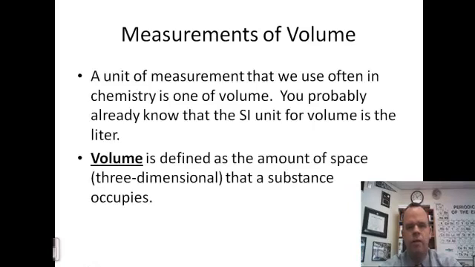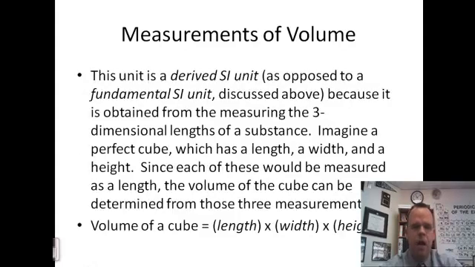One of the main units we're going to use in chemistry is the unit of volume. You probably already know that the SI unit for volume is the liter. To define volume, we would use the definition as the amount of three-dimensional space that a substance occupies. We're going to find the volume of liquids in the lab frequently in this first chapter, and use the volume of liquids to find the volume of solids. We'll also find the volume of solids using length, width, and height.